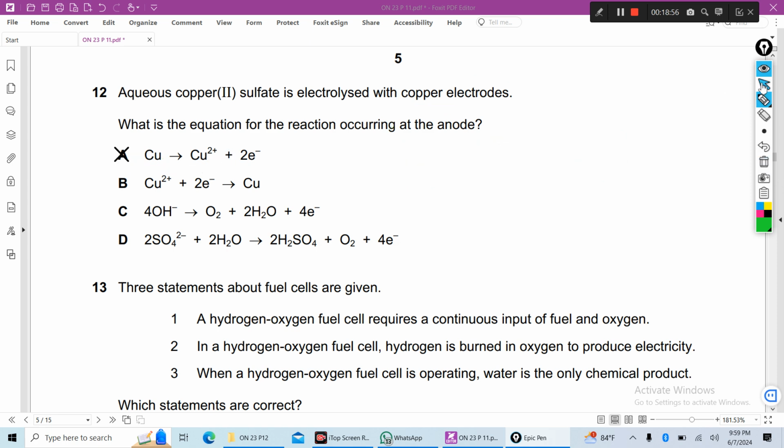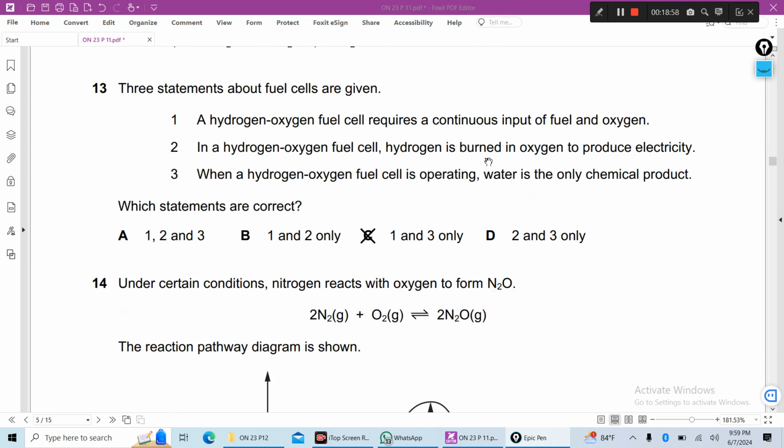Next, 13. Three statements about fuel cell are given.